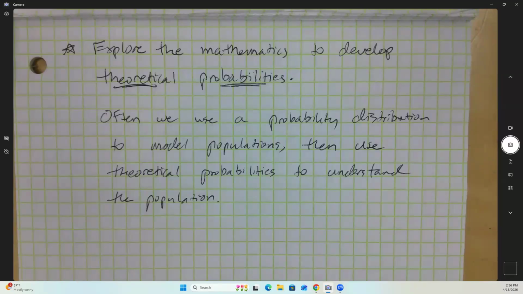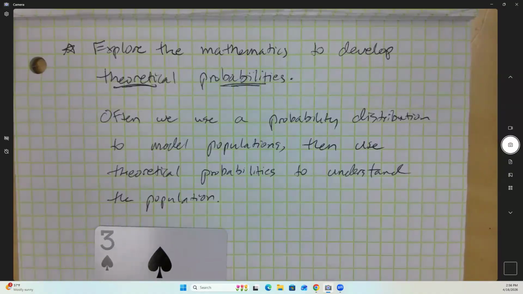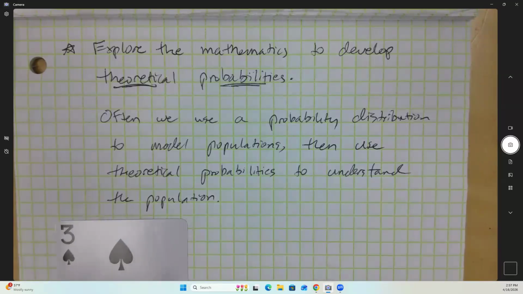So now we can explore the mathematics of these cards. And in this case, we're just going to explore them by looking at what the card values are. So I have 1, 3.